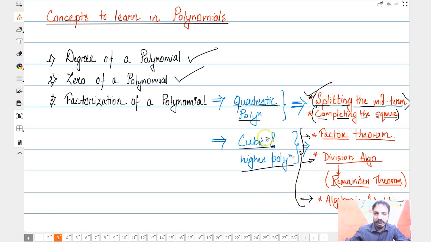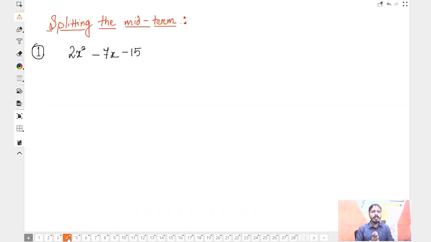So let us take the first concept, that is splitting the middle term. Let's start. So guys, splitting the middle term means I need to split this term. Now I am not proving this, okay? There is a proof which shows why exactly and how exactly you can split the middle term, but I will be doing the proof later in my course. For now, let me just show you how to do this. Now, this is 15 and this is 2.